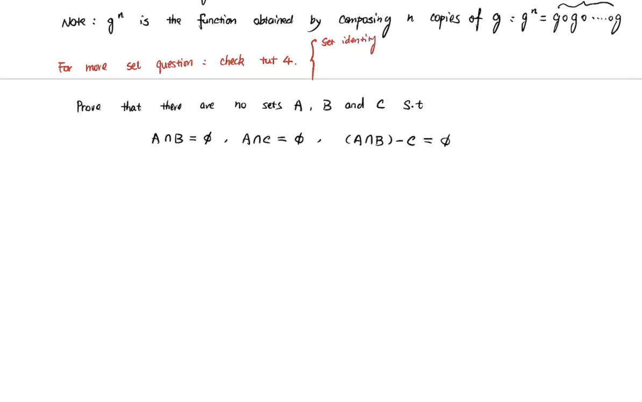You should know set identity of Cartesian product. I did one example in tutorial 4. And you should know set identity involving function. I did one example in a video. It's called set identity involves function. So make sure you know how to do all of them, okay?